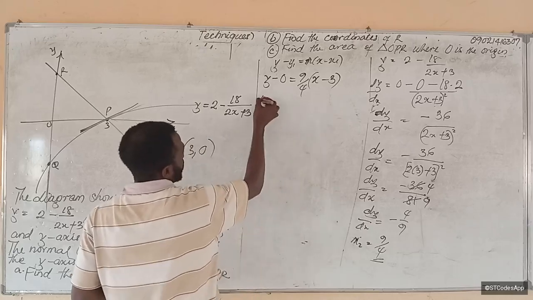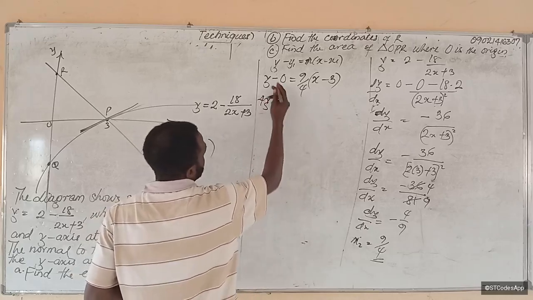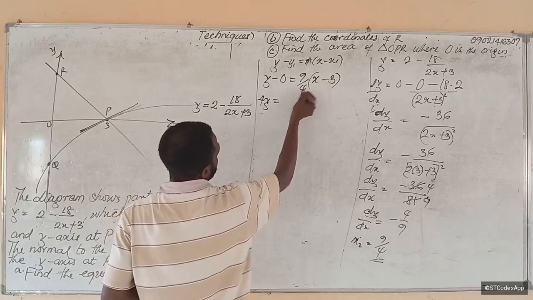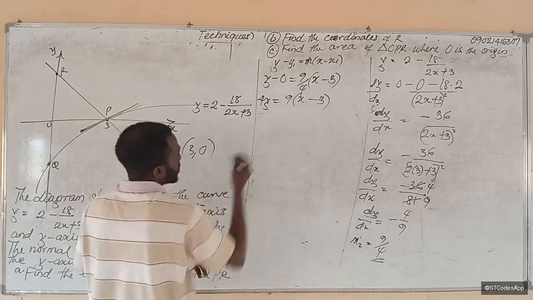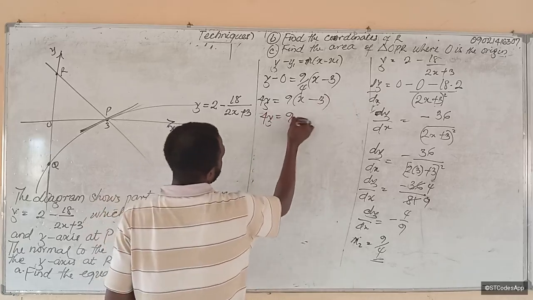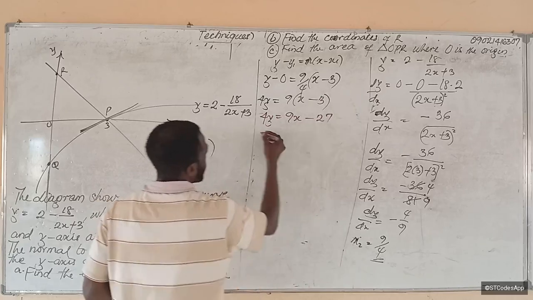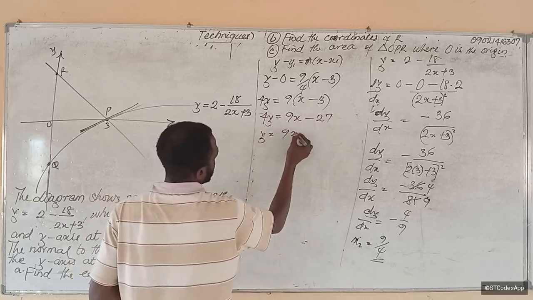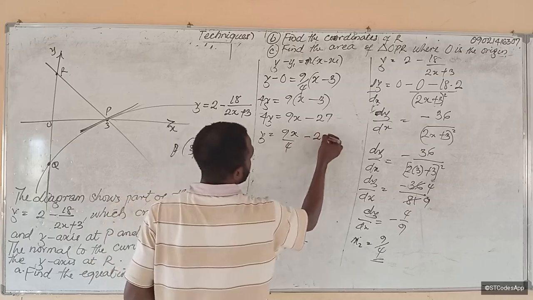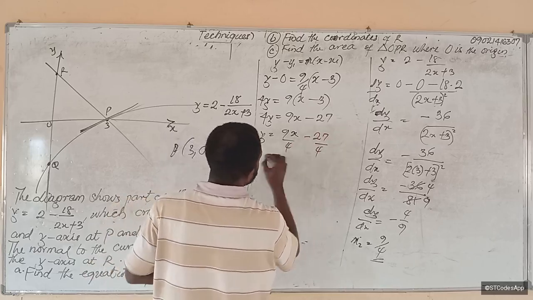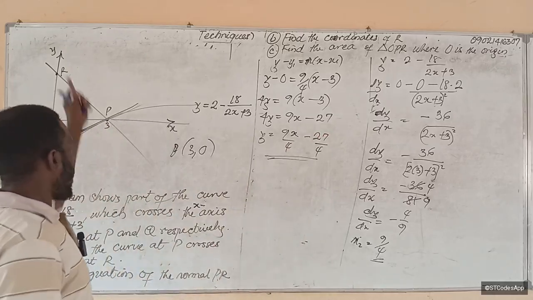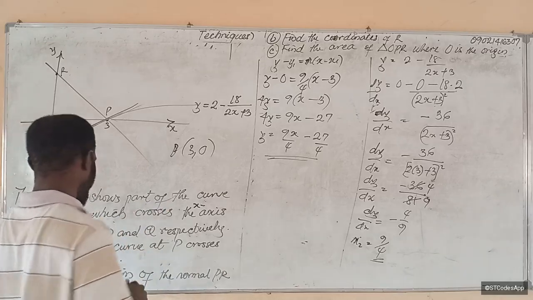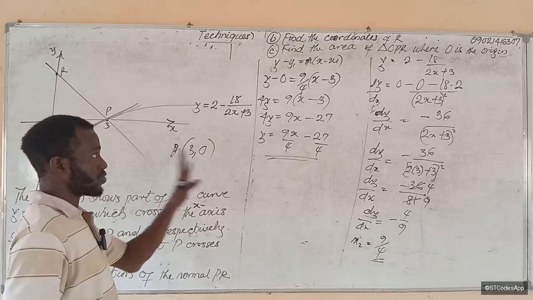So multiply through by 4. You have 4y minus 0 is 4y, then multiply by 9 bracket x minus 3. So we have 4y equals 9x minus 27, so that y equals 9x over 4 minus 27 over 4. So this is the equation of the normal. Alright, so that's it, normal PR, that's the equation.